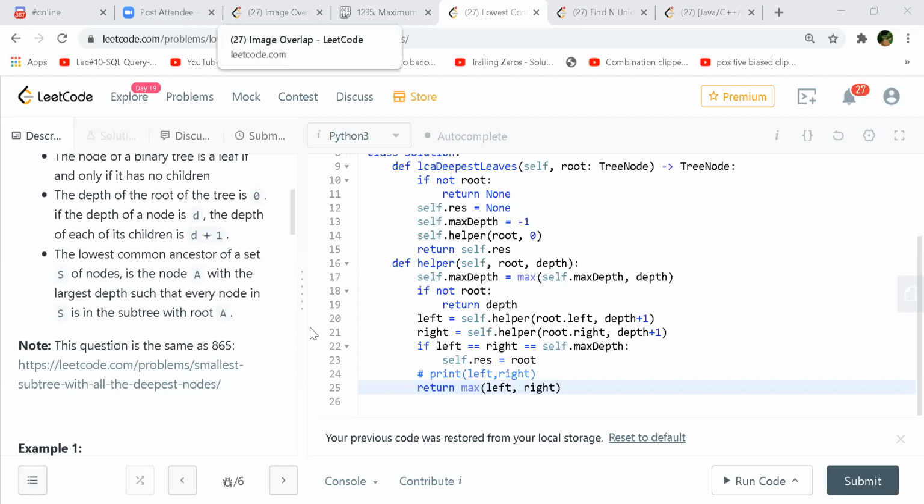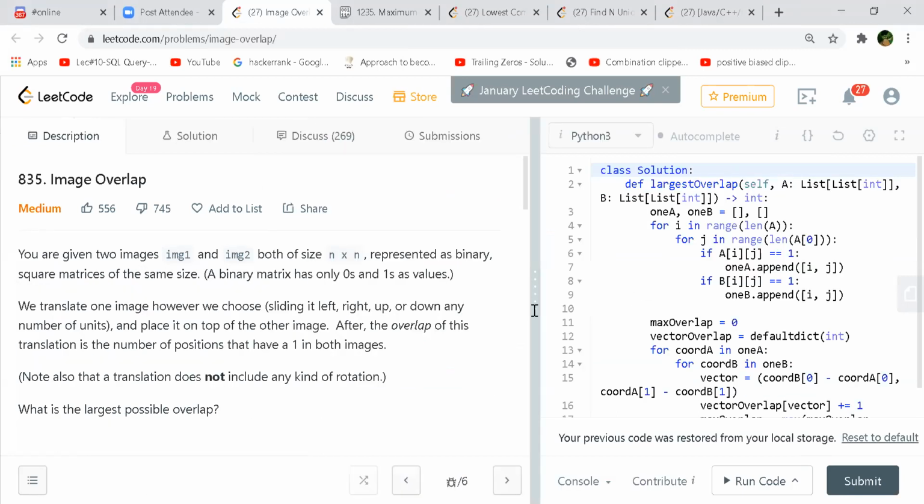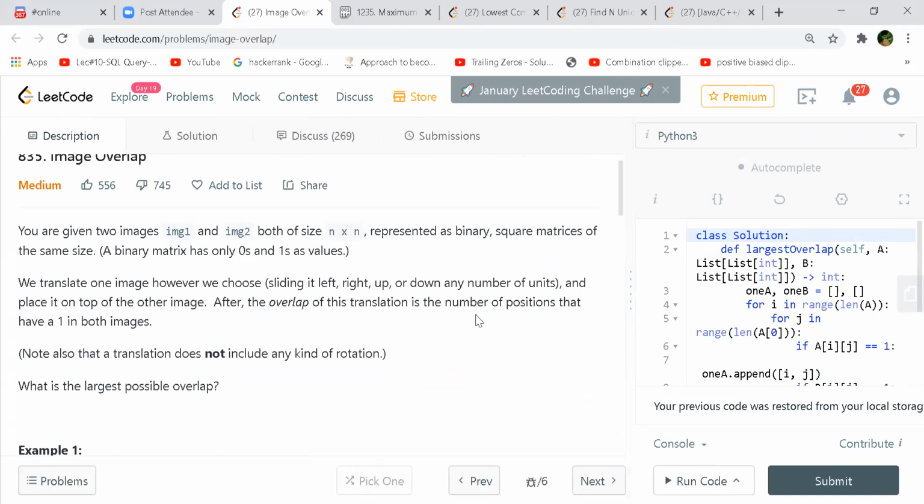So this is image overlap. Two images are given, image one and image two of the same size. They are represented in a binary form, and we translate one image. We translate one image, however we choose, sliding it in all four directions, any number of units, and place it on top of the other, like superimposing. After the overlap of this translation, we count the number of positions that have one in both the images. We have to return the largest possible overlap. The rotation is not allowed.